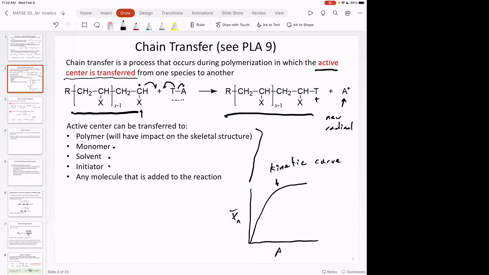There's also chain transfer to a polymer, and we'll talk about that. But this is the one process that we're going to discuss today. Okay, so you really want to have this general diagram in mind, and then we're going to talk about specifics.